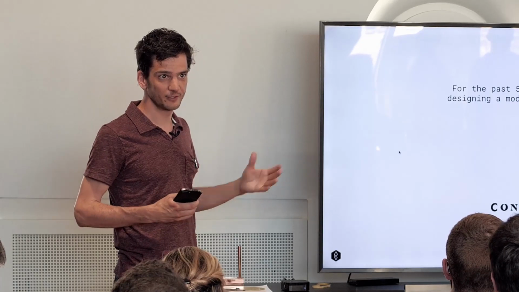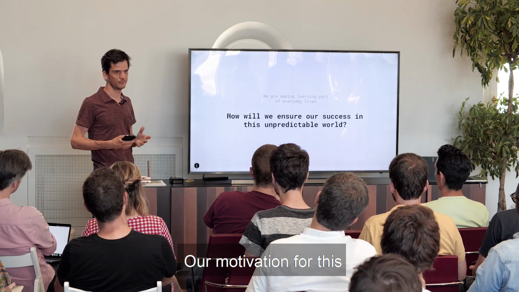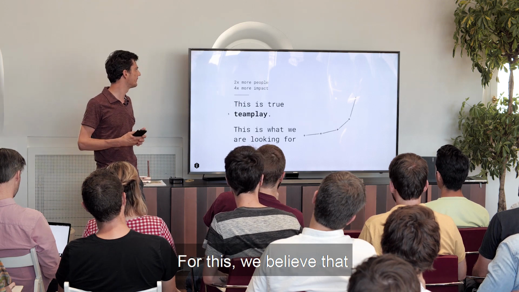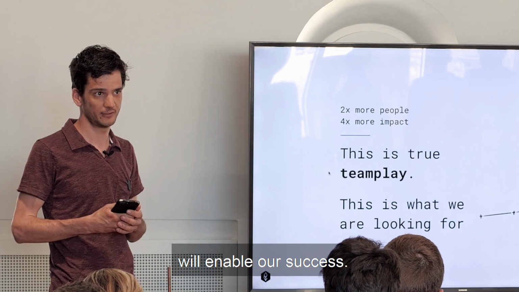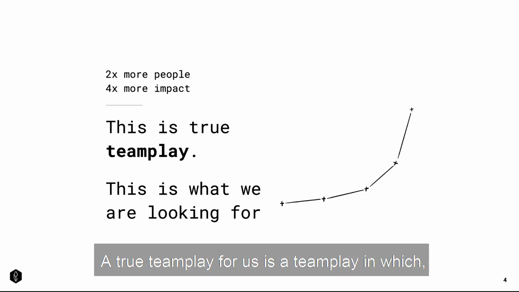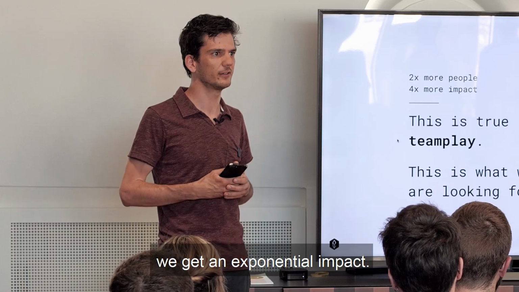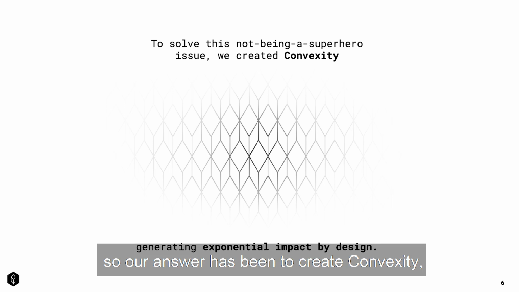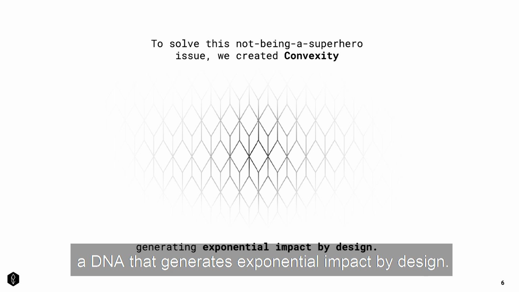For the past 5 years, we've been designing a model of work and growth. Our motivation for this is to answer our success in this unpredictable world. And for this, we believe that creating a true team play will enable our success. A true team play for us is a team play where when we only double the size of our team, we get a much higher impact. We get an exponential impact. But we have no particular superpowers to do that, so our answer has been to create Convexity, a DNA that generates exponential impact by design.